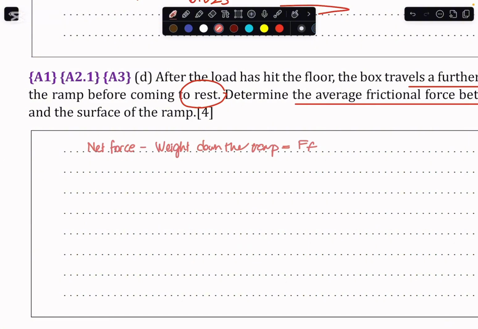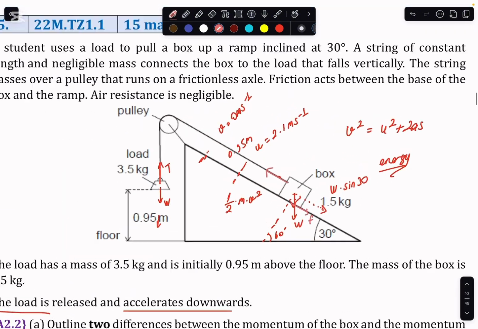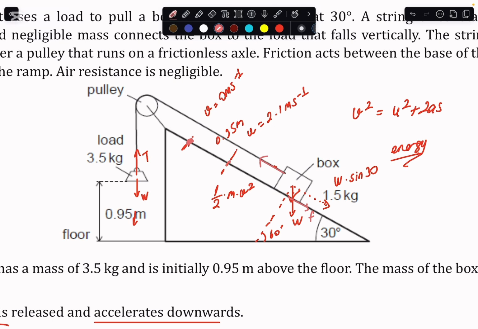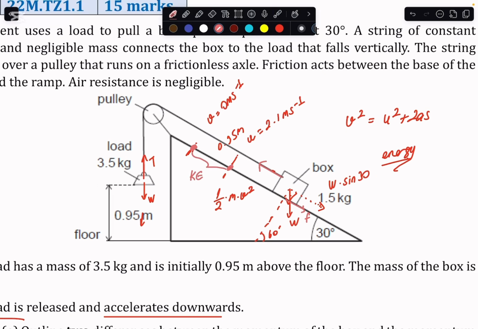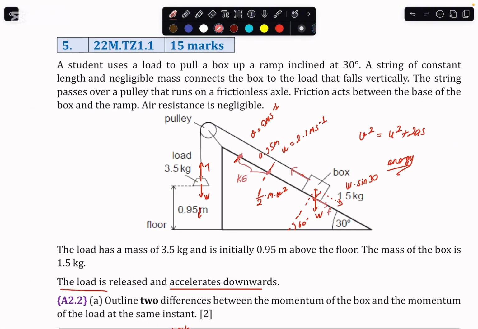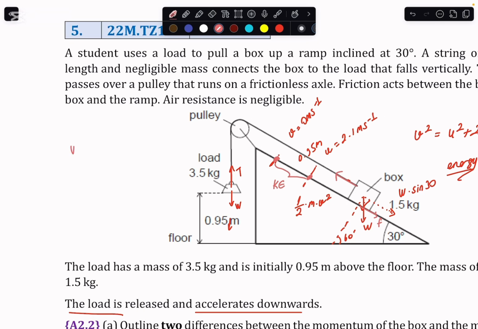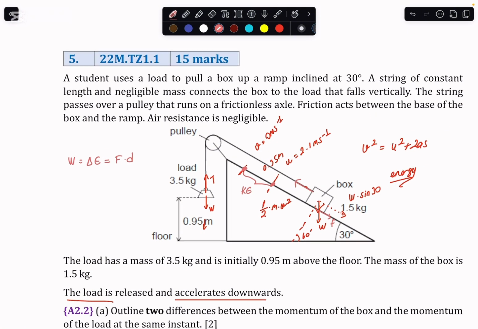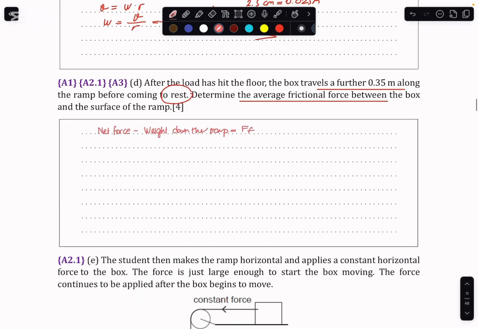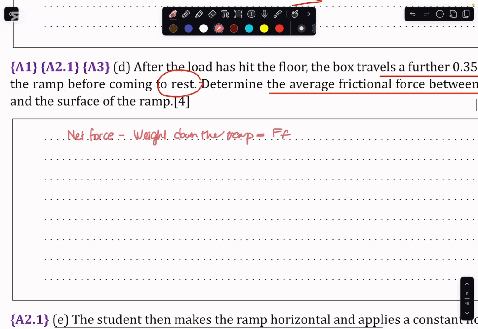Then the next thing we'll do is, when the box has traveled from here, we can calculate the kinetic energy that's formed in between. And we know whenever it asks us about an object that has come to rest after a distance, we can always use work equals change in energy equals force times distance. So we'll find the net force that is acting on the object from there.